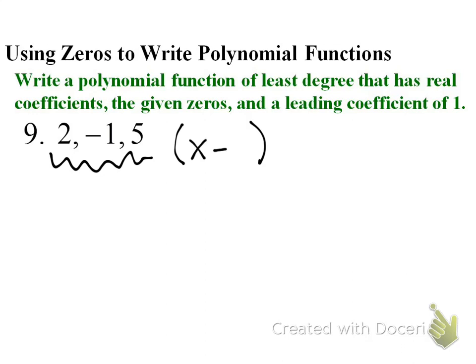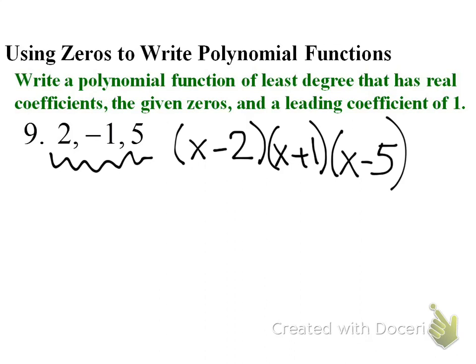X minus 2. What binomial would give you a solution of -1? X plus 1. What binomial would give you a solution of +5? That's the easiest way to do it. You can make it a lot more complicated, but I would go the easy route. Just think of the easiest factor or the easiest binomial that would give you that solution. Now what?